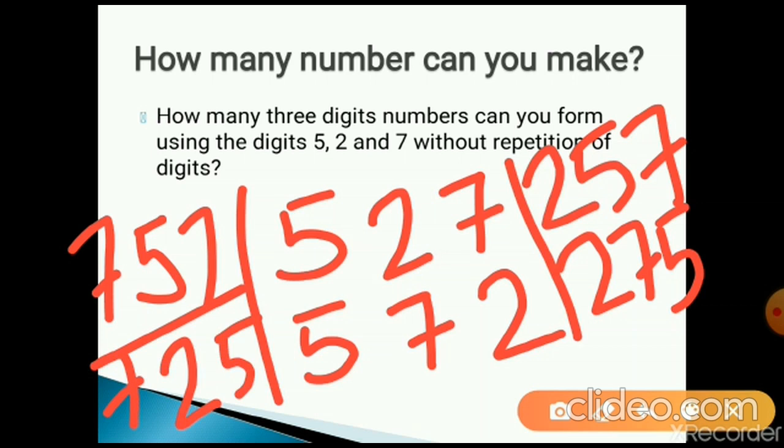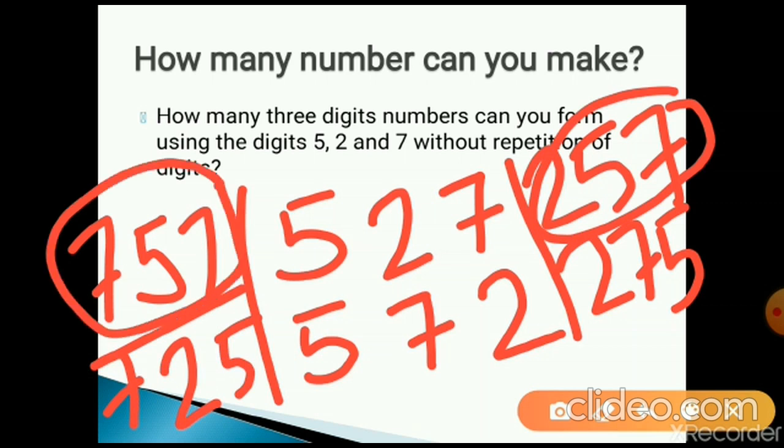If someone asks you what is the smallest number, we know that 257 is the smallest number, and if someone asks you what is the greatest number, we know that 752 is the greatest number.